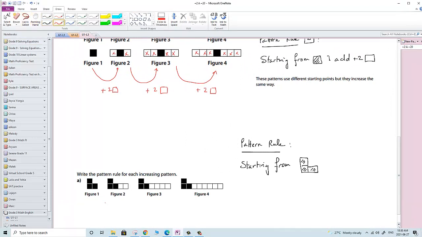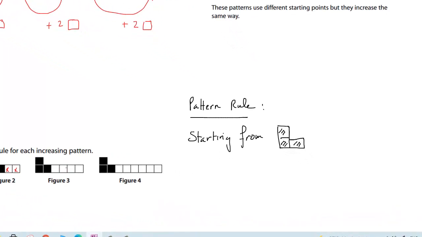What am I doing to go to figure number 2? I am keeping the 3 blocks, but I'm adding 2 white blocks. If I go to figure 3, I'm going to see that I'm repeating figure 2 with 3 black and 2 white. This is exactly figure number 2, but additional to that, I added another 2 white blocks. That means I am adding 2 white blocks.